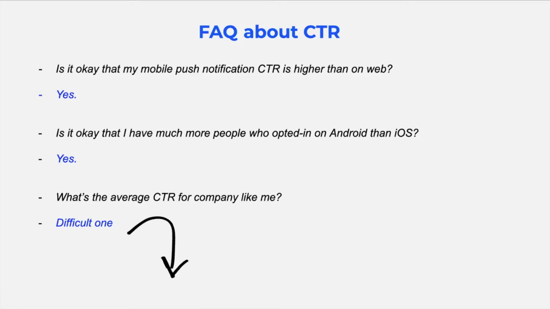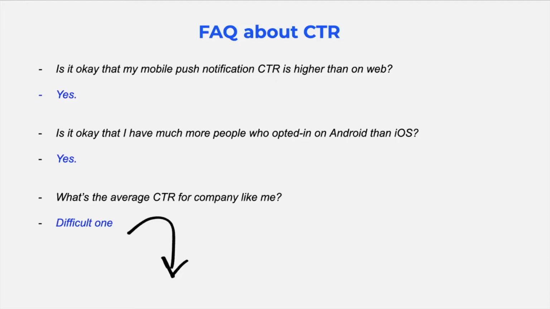On iOS, in contrast, you have to show them this system notification that they should agree with, and they should give you permission to send them push notifications. So the opt-in rate is typically lower on iOS than on Android. So again, there's nothing to worry about in this case.